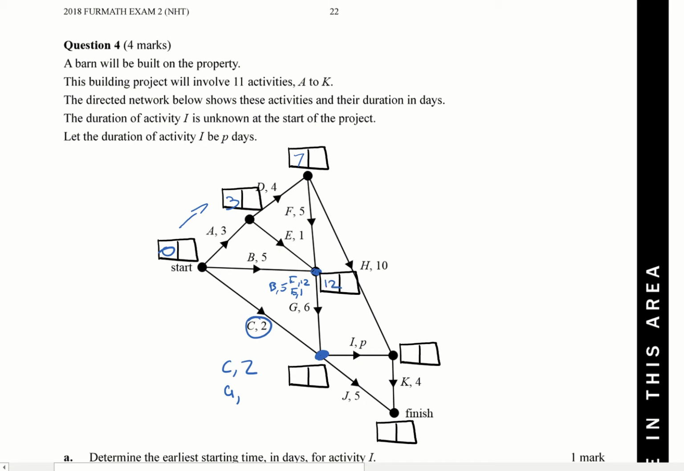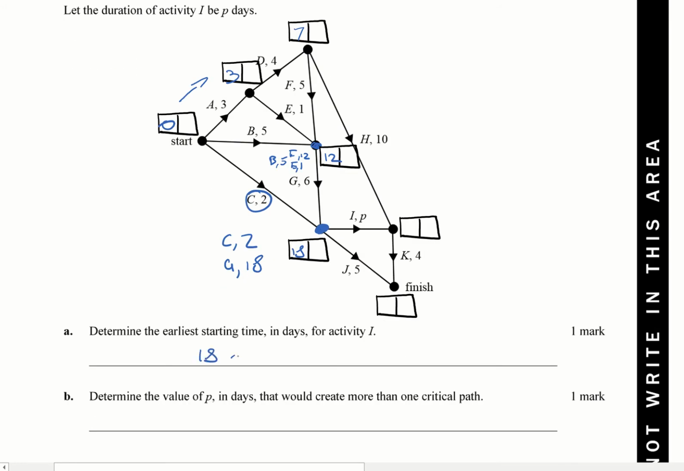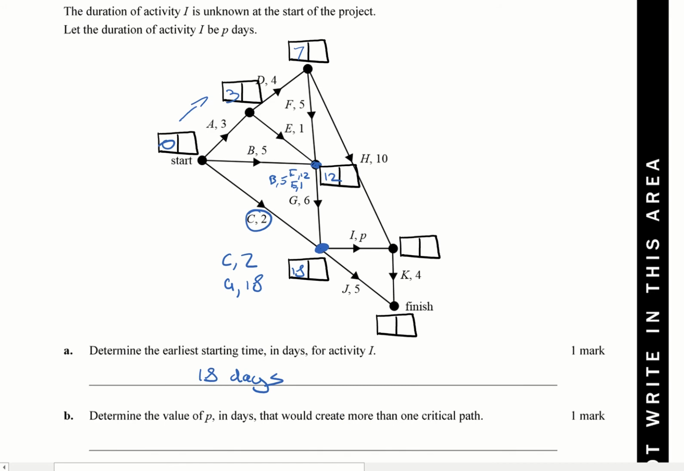12 plus 6, coming from G, would give me 18. So the earliest start time in days for activity I is going to be 18 days. Okay. Now, let me get rid of some of these bits for a moment, just so I can make it a bit cleaner on here.